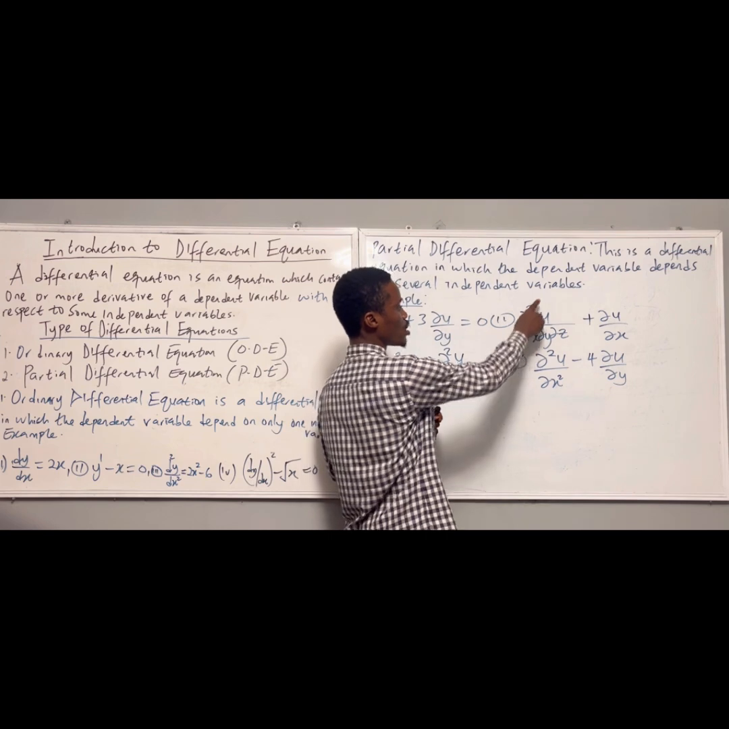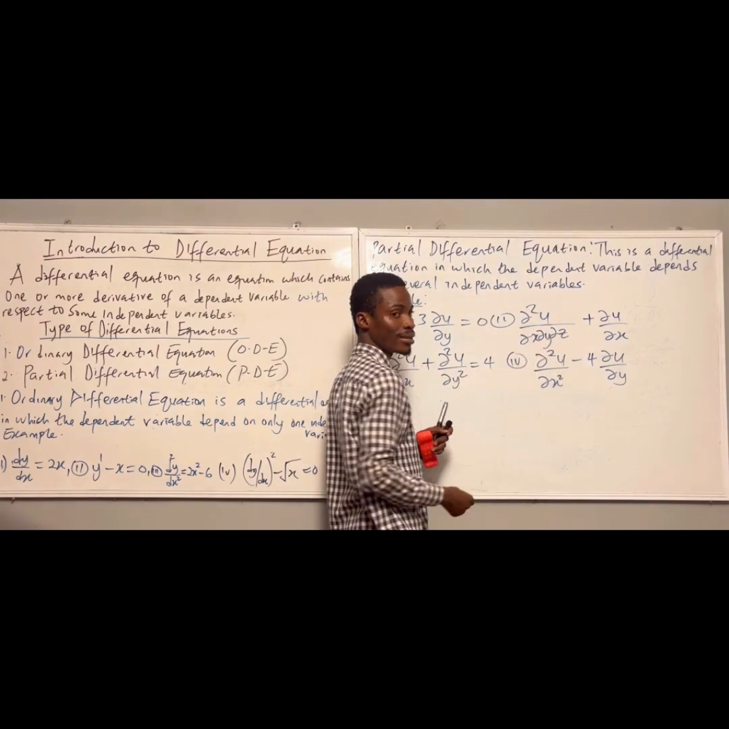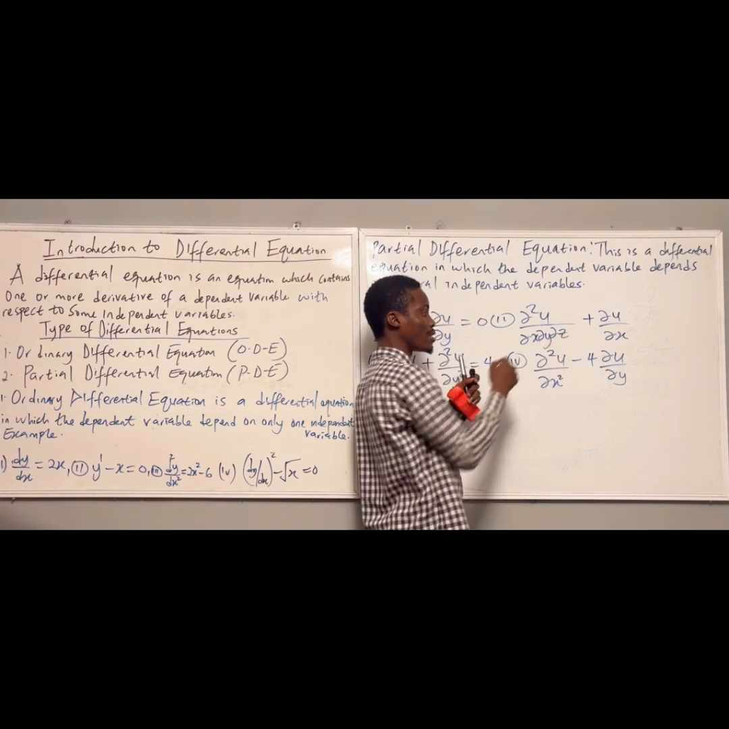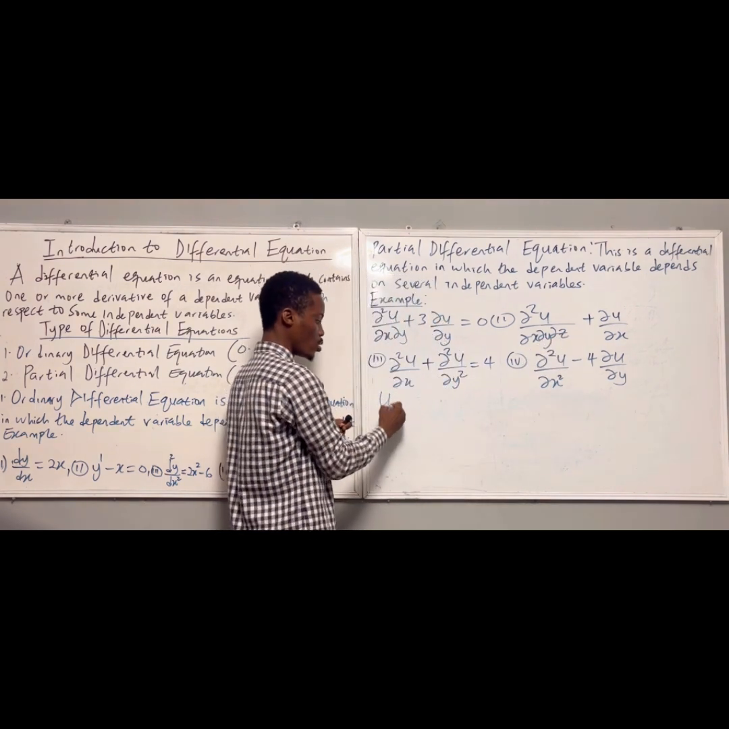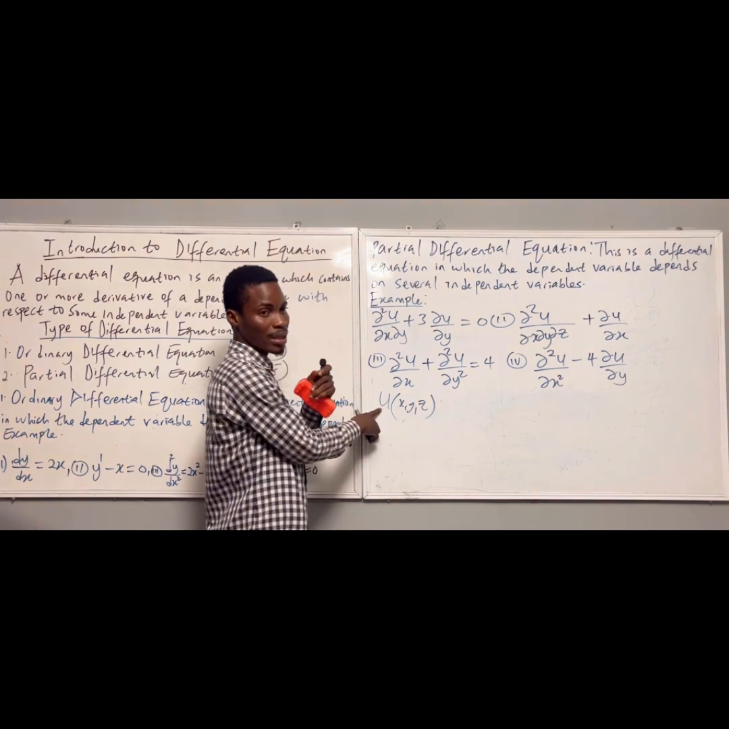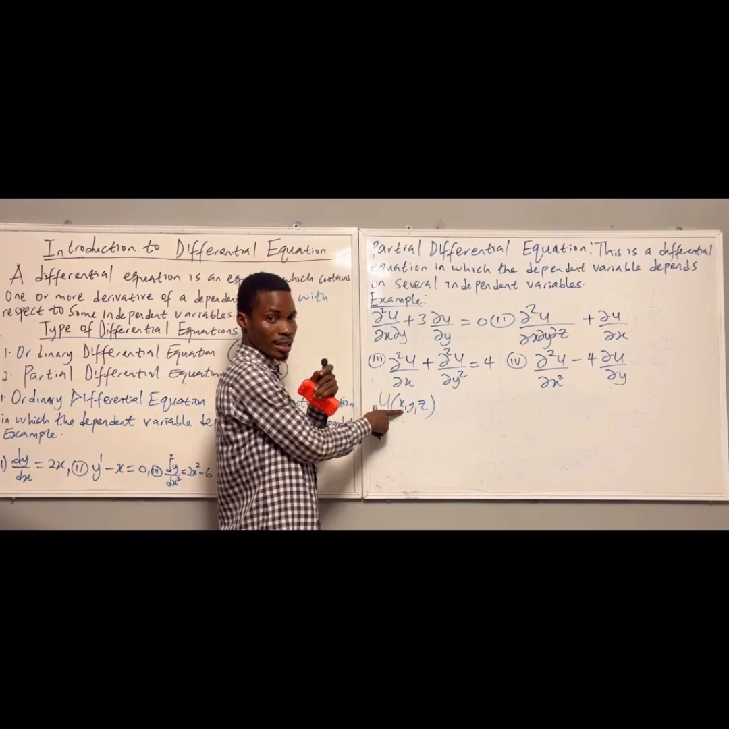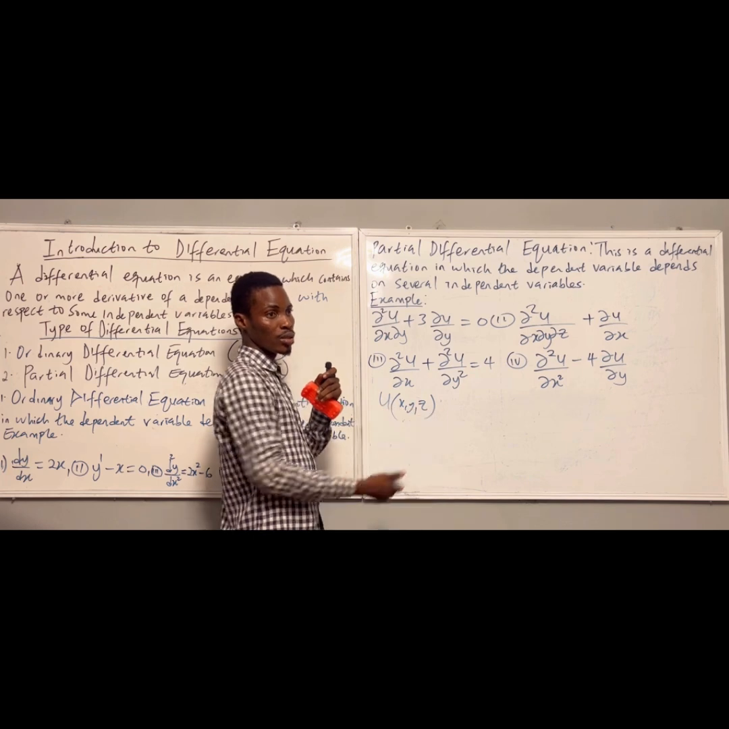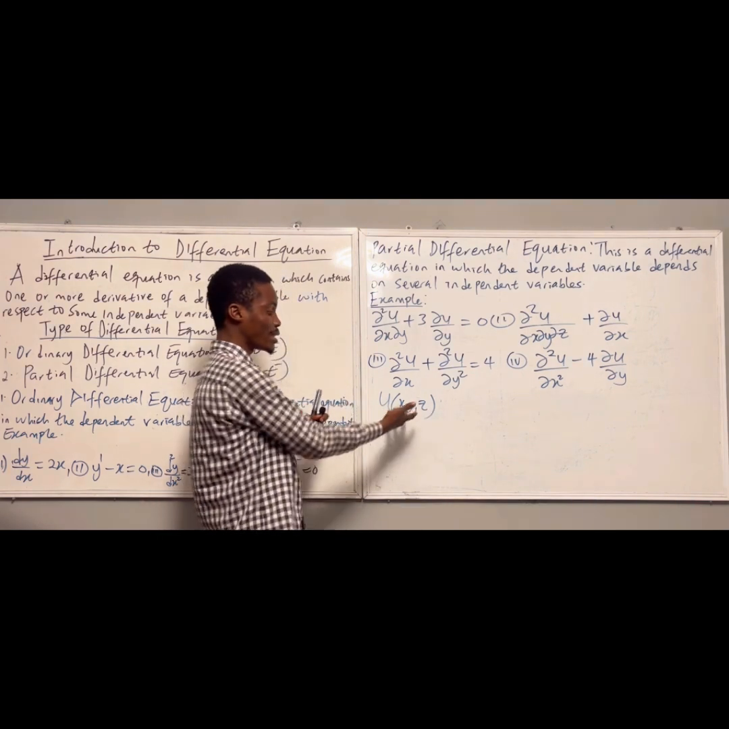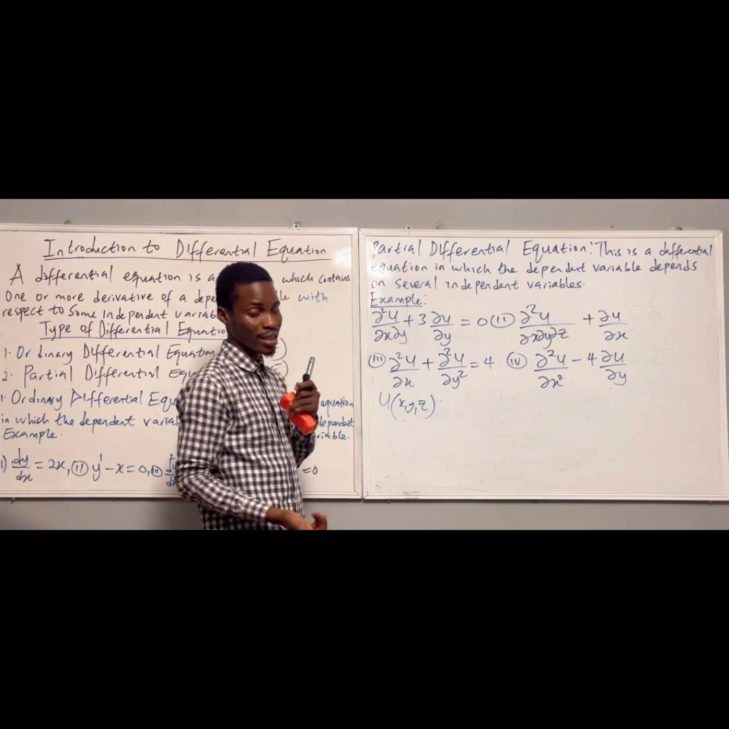Another one is del square u over del x, del y, del z. So this one is talking about x, it's talking about y, it's talking about z. It means u is a function of x, y, z. U is the dependent variable, so the independent variables are x, y, z. They are more than one. So this is 3, so we can say it's a partial differential equation.